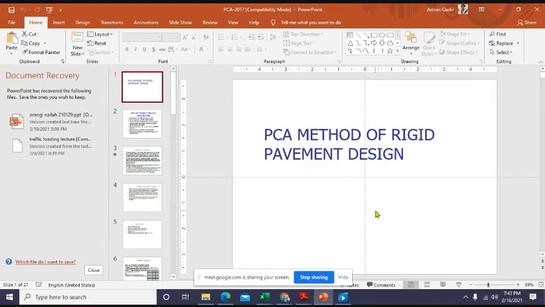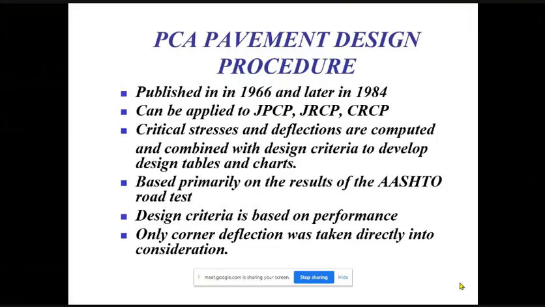It was first introduced in 1966, and the latest version is 1984. So the latest is also, you can say, around 37 years old. So what is this method? Obviously, as I've introduced to you, it was published in 66 and later in 84. It can be applied to jointed plain concrete pavement, jointed reinforced concrete pavement, and continuous reinforced concrete pavement.